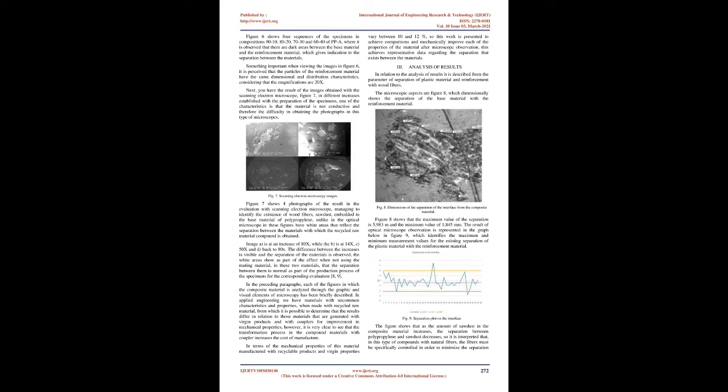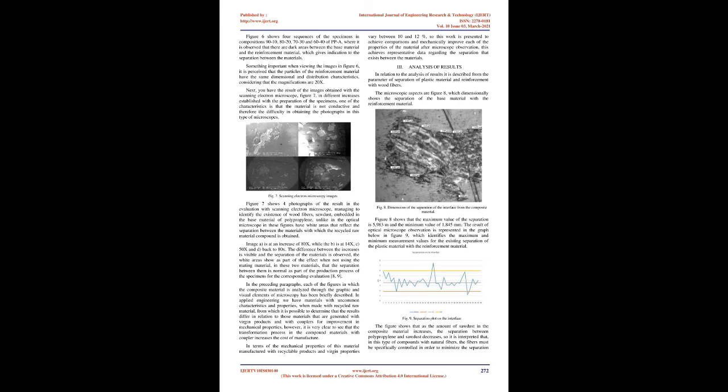Image A is at a magnification of 80x, while B is at 14x, C 50x, and D back to 80x. The difference between the magnifications is visible and the separation of the materials is observed. The white areas show, as part of the effect of not using the coupling material in these two materials, that the separation between them is normal as part of the production process of the specimens for the corresponding evaluation 8, 9. In the preceding paragraphs, each of the figures in which the composite material is analyzed through the graphic and visual elements of microscopy has been briefly described.